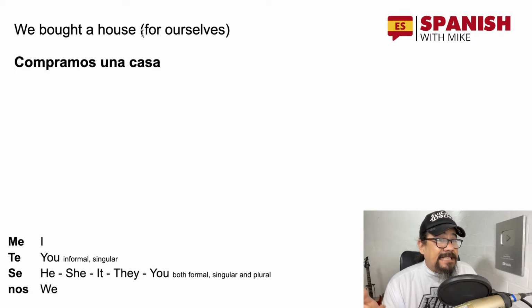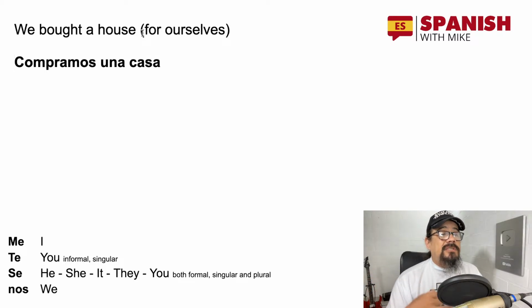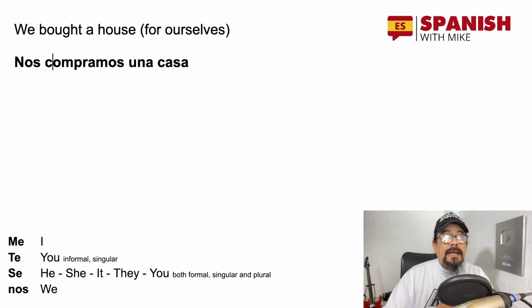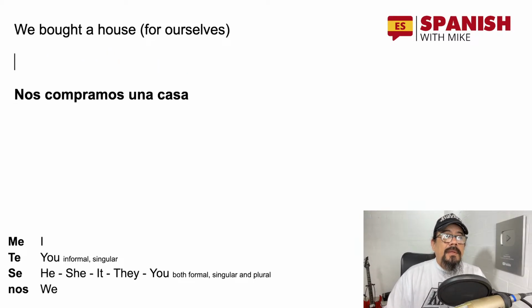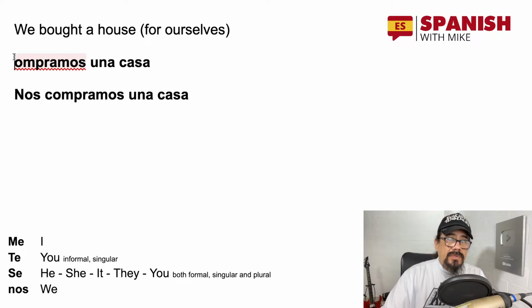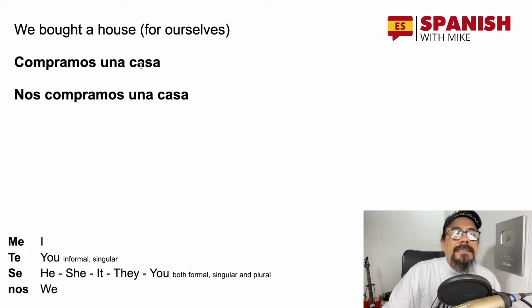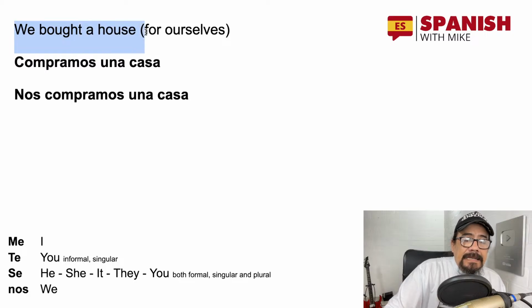Is this reflexive? Not really. We just bought it for ourselves. So we can use nos compramos una casa, or we can just say compramos una casa. Any of those, depending on what we want to convey with this sentence. Compramos una casa, nos compramos. And we're saying exactly the same.